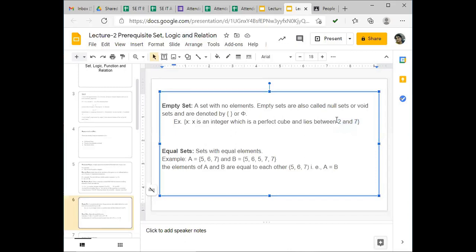If you see numbers between 2 to 7, 2, 3, 4, 5, 6, 7. Okay. So here we don't have any number which is a perfect cube. So it is an empty set or a null set. Okay. Coming to equal.